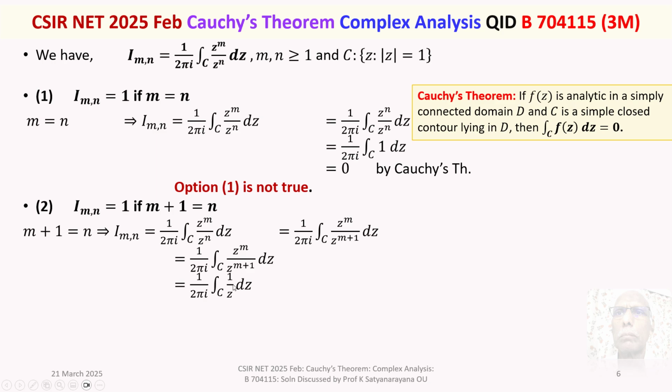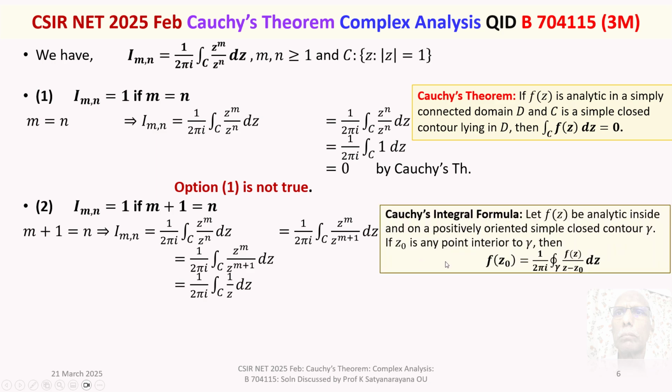Now 1 by z is analytic everywhere except at the origin, where the origin is the center of this circle. So 1 by z is analytic inside and on C except at the point z equal to 0, which lies inside C. Then by Cauchy's integral formula, 1 by 2 pi i integral taken round C, 1 by z dz will be f of 0. What is f of z here? f of z is 1. f of 0 is 1. So the answer is 1.